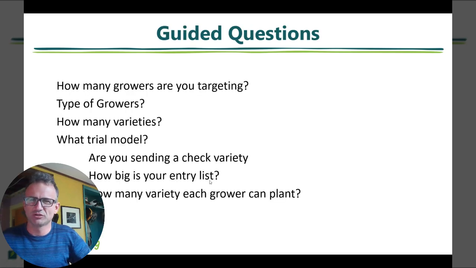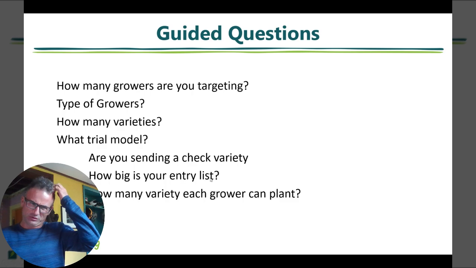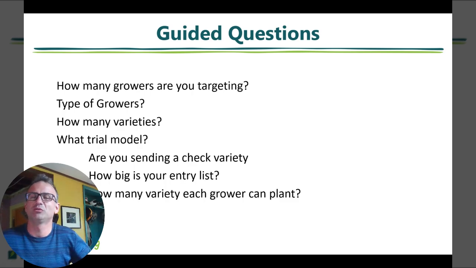When you're done, here's a few questions I would like you to answer to plan your trial. How many growers are you targeting? What type of grower? Are they farmers or gardeners? How many varieties are you planning to have? Is it in line with the number of growers you have and the number of varieties you can plant at your farm?